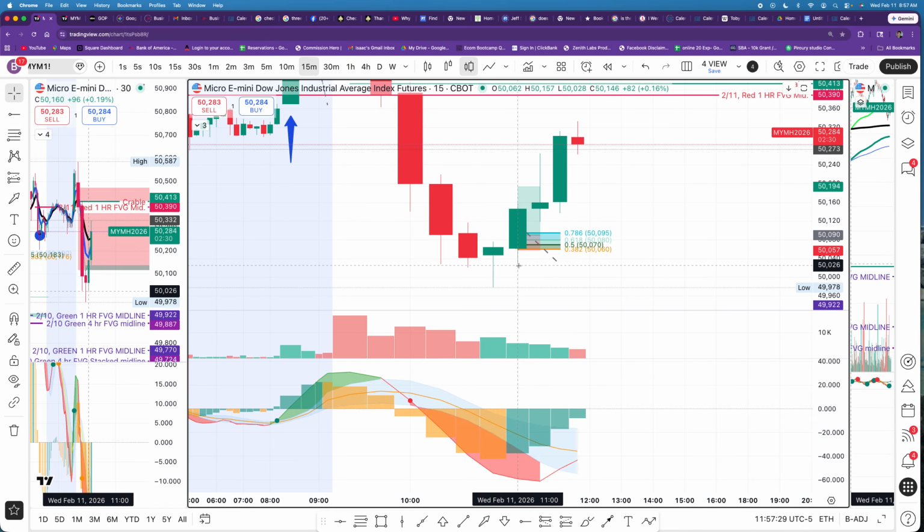Take the 50% retracement level, switch to a faster time frame to trade it. Take the bounce off the level. Okay? So that's how you do that.